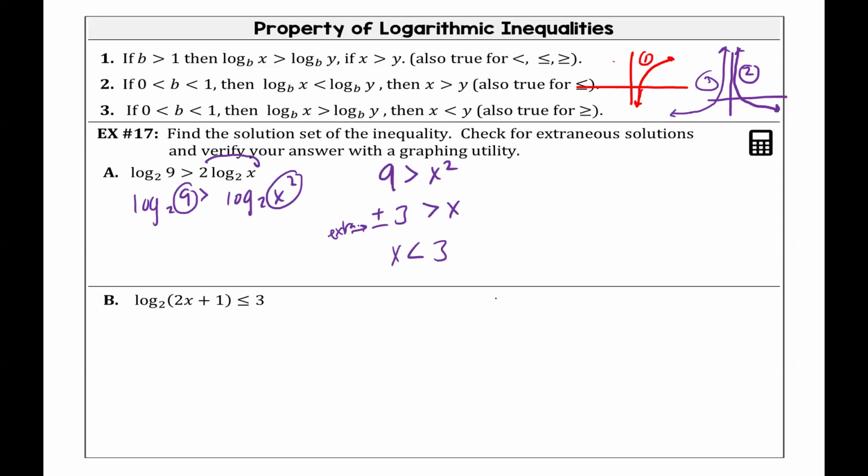Okay, and then we also have to keep in mind that logs have restrictions. So we're looking for when x is less than 3, but it can't go too far, right? It can't go past 0 because of the asymptote. So keeping that in mind, we now know it has to be between 0 and 3. Okay, so between 0 and 3 is where it can take place. Now let's look at it graphically.